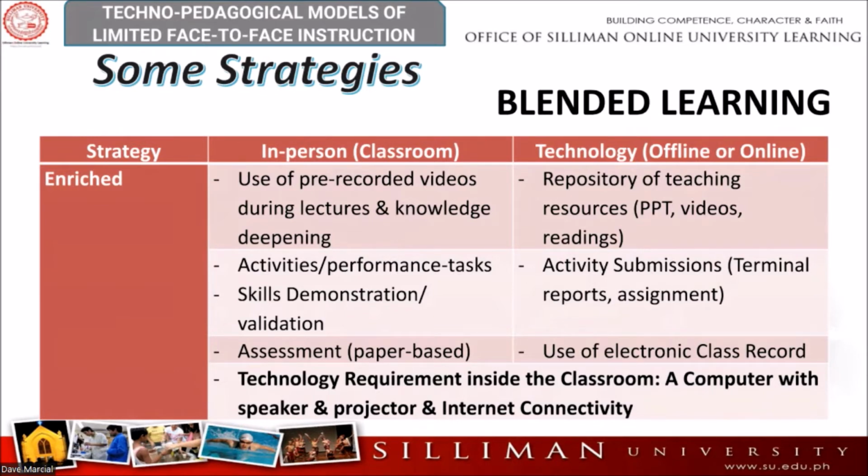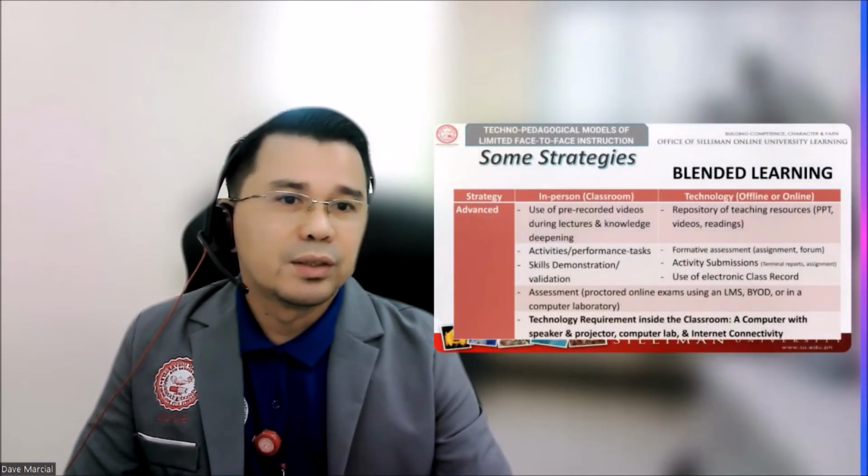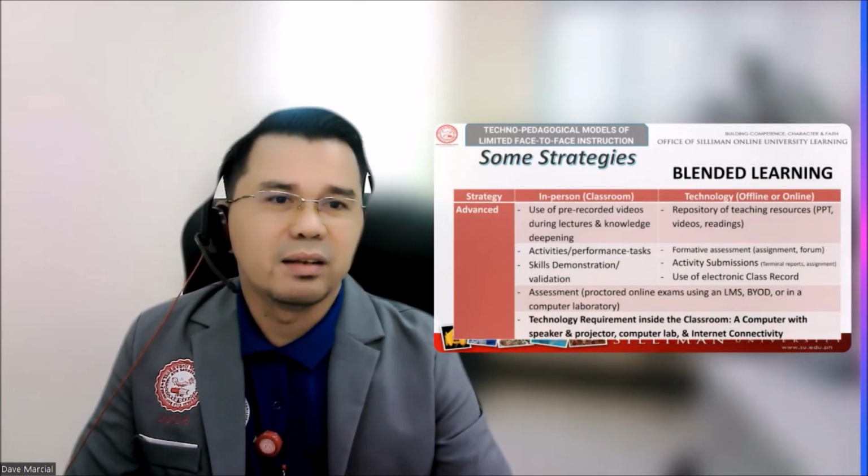Activities and other performance tasks are similar to the conventional, where the activity submissions can be supported using the technology. The assessment can be done inside the classroom and can be paper-based, while recording of the scores can be done using the electronic class record. In the enriched blended learning, a computer with a speaker and a projector with internet connectivity is a requirement inside the classroom. The third strategy under the blended learning approach is what I call advanced blended learning.